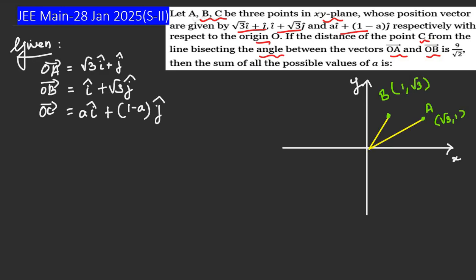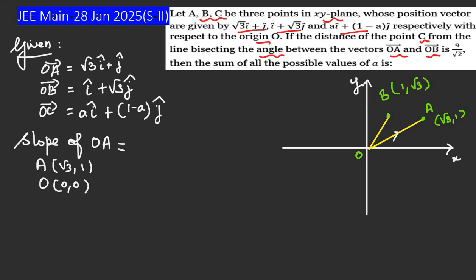I have taken the points A and B in the xy plane here with respect to the origin. Now, let us find the slope of the line OA. O being the origin and A is the point (root 3, 1). We use the formula (y2 minus y1) by (x2 minus x1). So 1 minus 0 divided by root 3 minus 0, we get 1 by root 3, which is the slope m. Tan theta is equal to 1 by root 3, which implies theta is tan inverse of 1 by root 3, which is equal to 30 degrees.